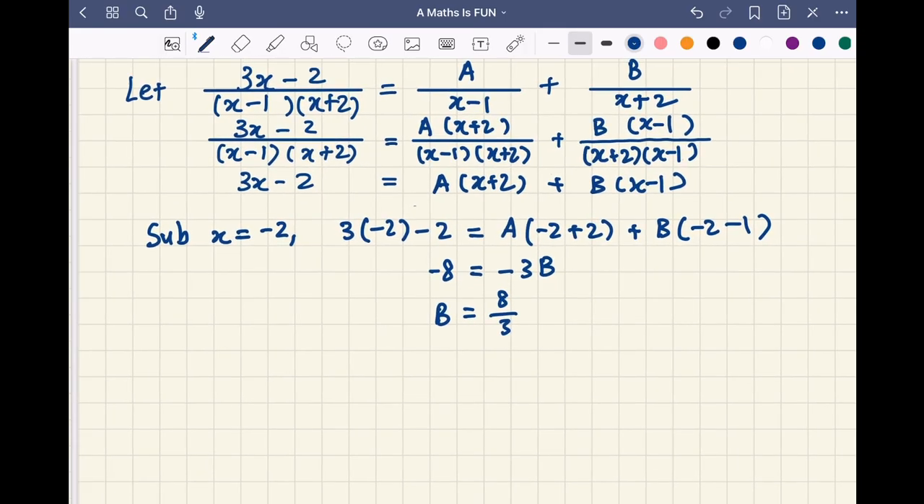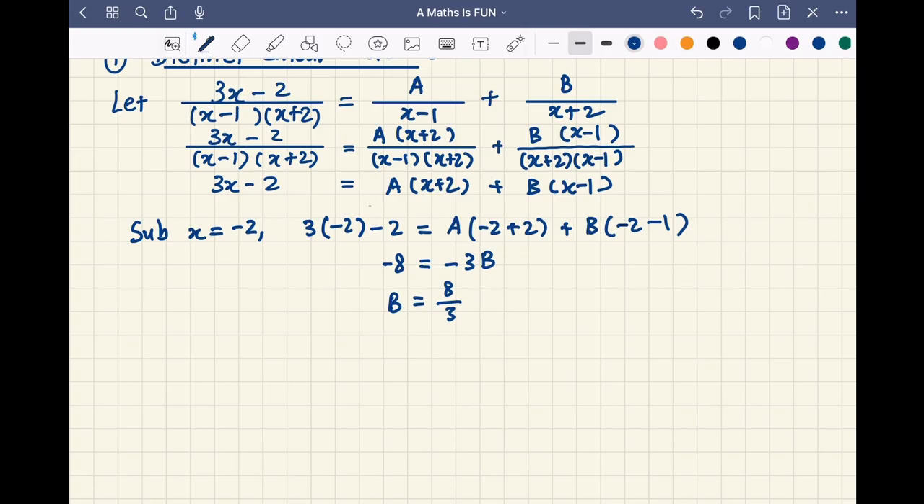And so next thing I want to do is, now that I already know the value of b, so obviously I'm going to solve for a, right? So as mentioned, I also need to make this become 0, so I'm going to substitute x equals to 1. And of course, I already know b equals to 8 over 3. And then that's what I'm going to sub in as well.